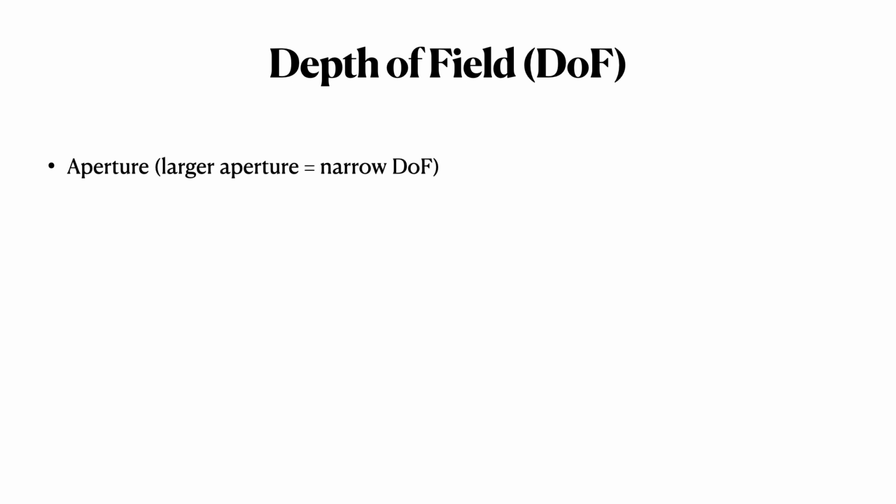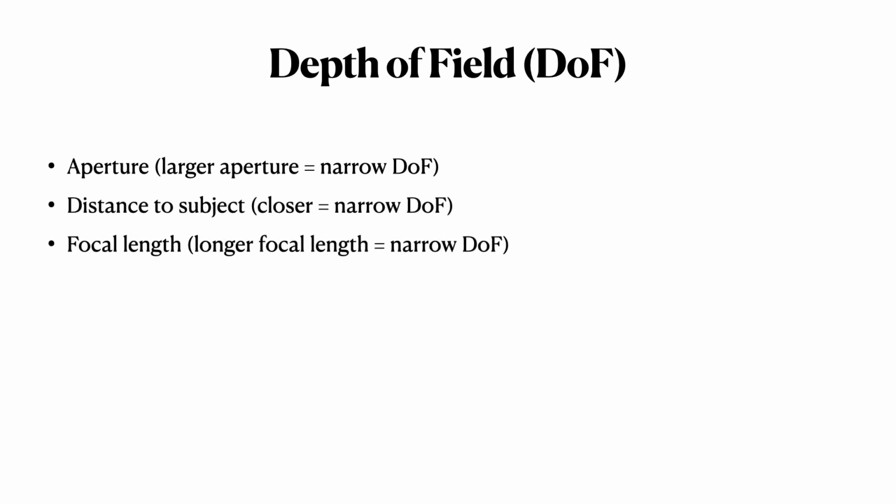Okay, and depth of field. I have mentioned depth of field a couple of times in this lecture, but depth of field is just how much of your scenery, your photo, you are going to be allowing into your image. With aperture, a larger aperture means a narrower depth of field. Your distance to subject can affect your depth of field as well. If you're closer to your subject, you're going to have a narrow depth of field. If you're further away from your subject, you're going to have a much wider depth of field.